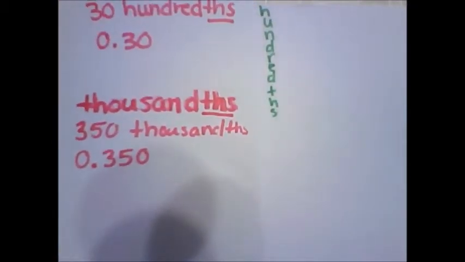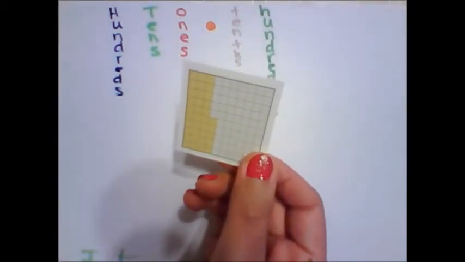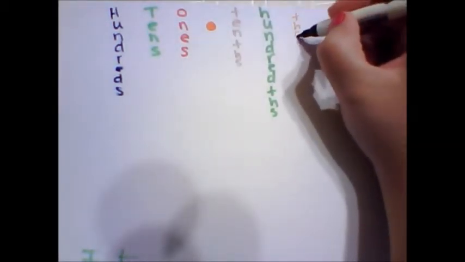And then last but not least, you saw this on my note sheet. The last one is thousandths. And that was when our unit square was cut up into 1,000 pieces. And if you don't believe me, go right ahead and log on, print one of those out, count them out.